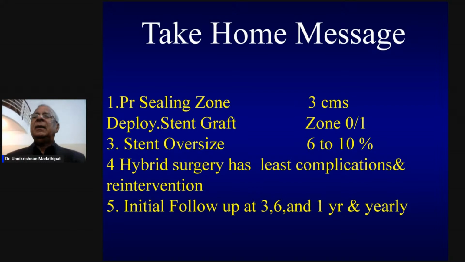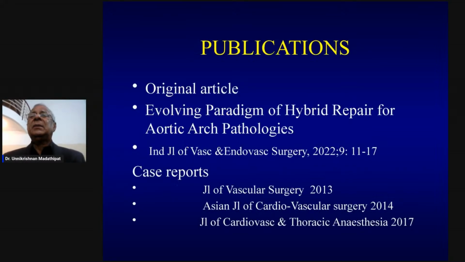Now, I reiterate, unlike what the literature says, we need to have a proximal landing zone of 3 centimeters. We found that is safe. Deploy only in zone 0 or zone 1 with a horizontal line in the arch. Stent oversize 6 to 10%, not 10 to 20%. Hybrid surgery has had fewer complications, but that procedure also has complications, and we do initial follow-up in a few months. We don't repeatedly do CT scans for fear of radiation and renal dysfunction.